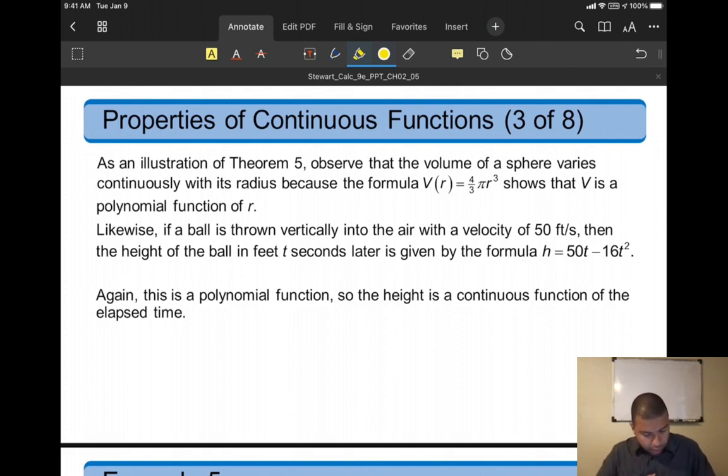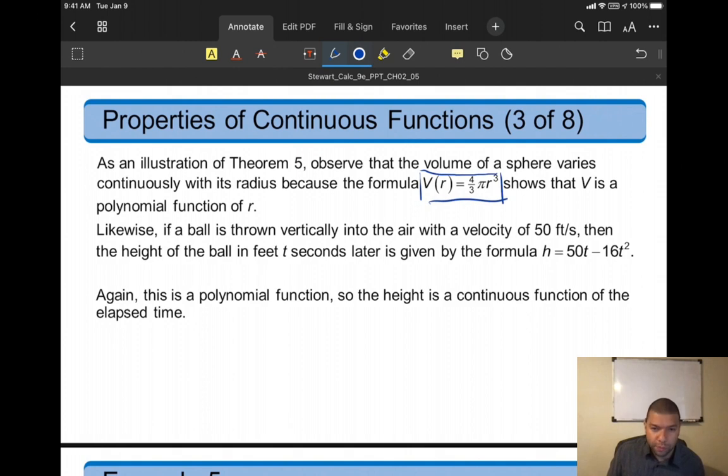So here's what they're saying here, telling us about a volume formula for a sphere, to sort of make you think about what that means in practical terms. So the volume of a sphere is a polynomial function. So it is continuous. That means if you change the radius of a sphere only by a little bit, then the volume changes only by a little bit. Right? That's what continuous is telling you.